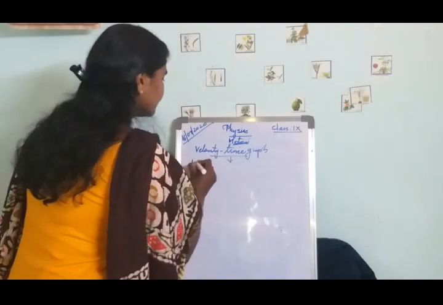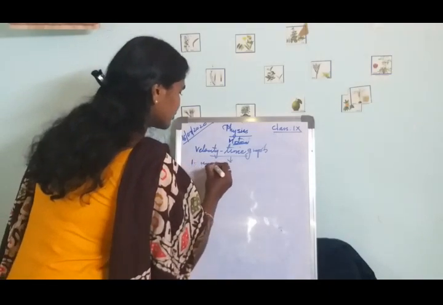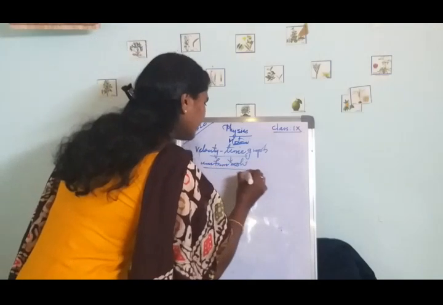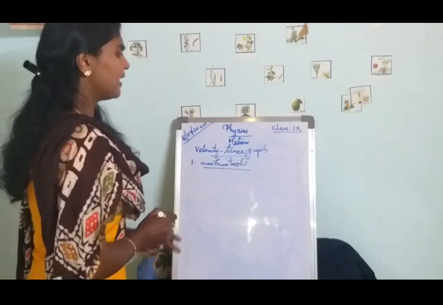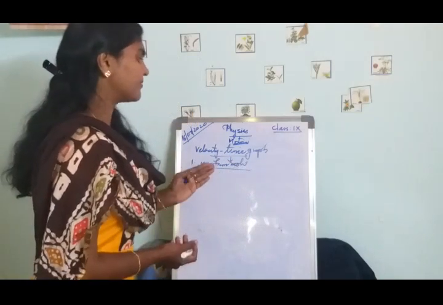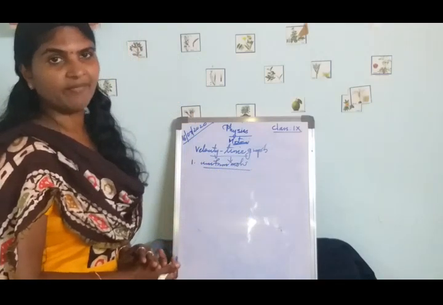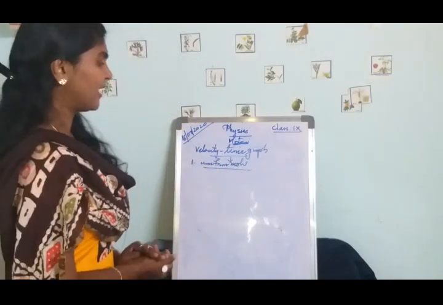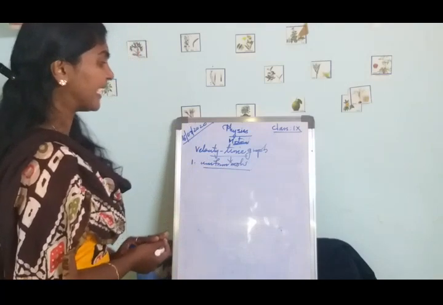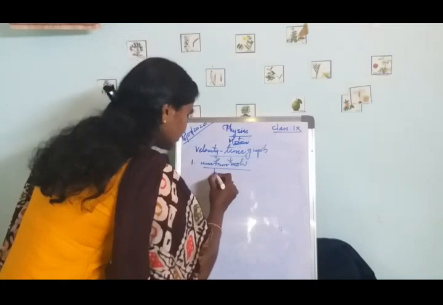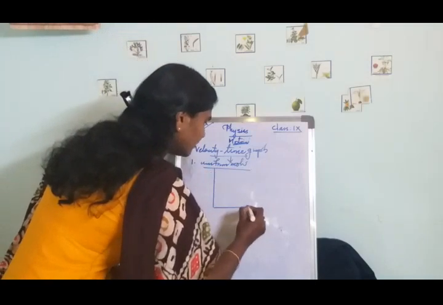The first is an object in uniform motion, or moving with a uniform velocity. What is meant by uniform motion? Its velocity remains constant. When an object is in uniform motion, the velocity remains constant. Then how can we draw the velocity time graph for an object in uniform motion? Here also we need two axes.